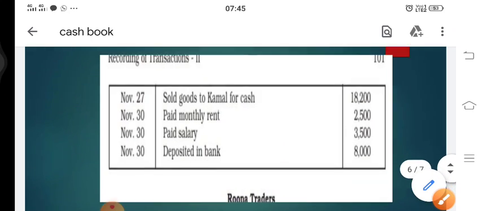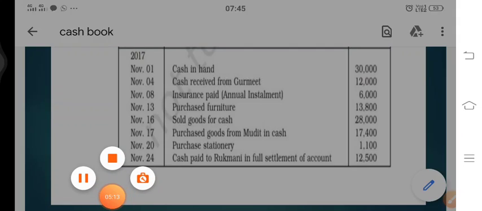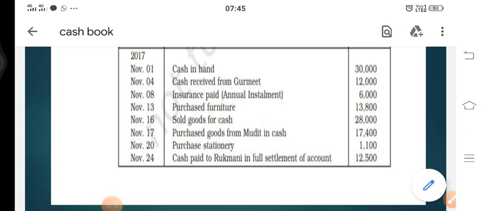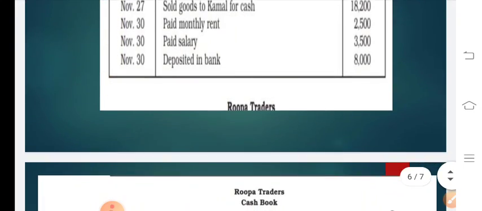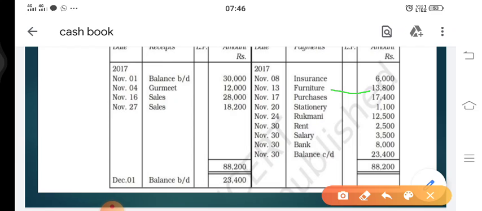Then the next one is purchased furniture. Since we purchased furniture, furniture is coming into the business but cash is going out. If you want to make a journal and then post it into the cash book, it is furniture account debit to cash account. But as we already discussed, since we purchased furniture, cash is going out, so we'll go to the cash book and on the credit side we'll write By furniture, 13,800.